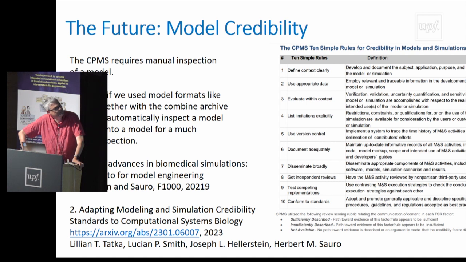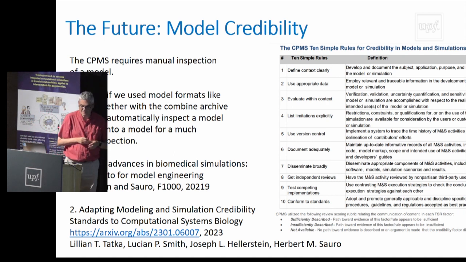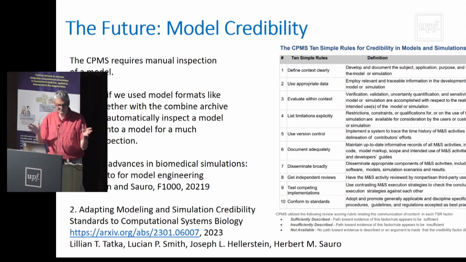Now, one problem with this is that it's manual. Somebody has to go through and check. That's not really going to work. It's not going to scale well. You really need to automate it. The vision we have is a website where you drag your COMBINE archive and drop it onto the browser, and a report comes up telling you the various aspects of the model that are lacking or good.